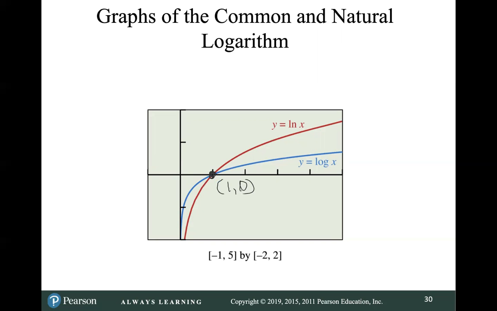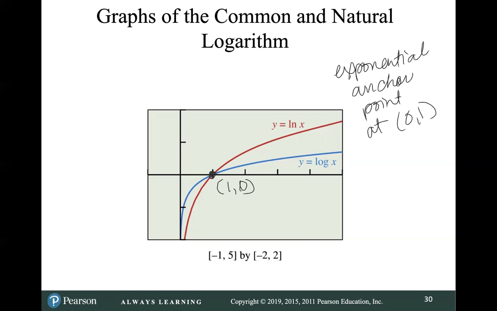And that's because our exponential functions always went through an anchor point at (0, 1). A lot of us said that in the exploration that you did. But if you didn't notice it there, we talked about it in class. So for a logarithm, x and y switch. If an exponential anchor point was (0, 1), then the logarithmic anchor point is (1, 0). So all of our logarithms, if they haven't been transformed, meaning adding, subtracting, multiplying, or dividing by a number, will go through that point (1, 0).